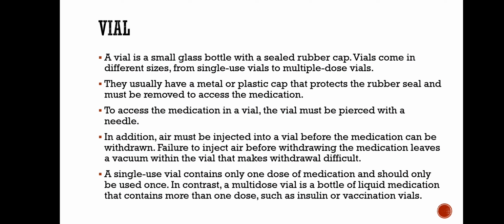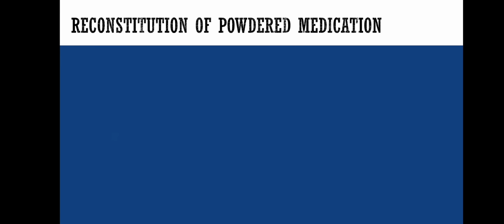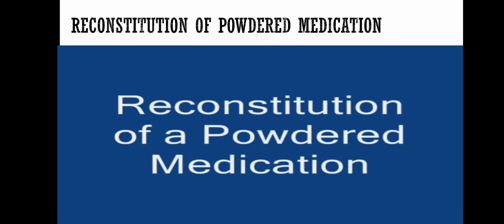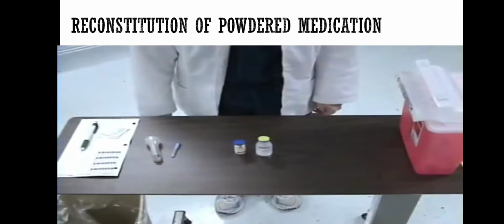A single-use vial contains only one dose of medication and should only be used once. In contrast, a multi-dose vial is a bottle of liquid medication that contains more than one dose, such as an insulin or vaccination vial. So this is how to reconstitute powdered medication.